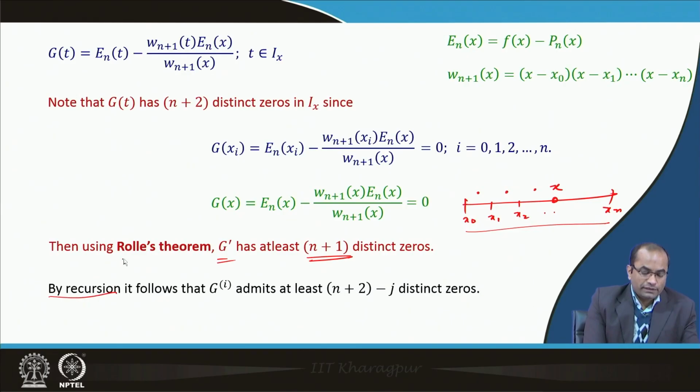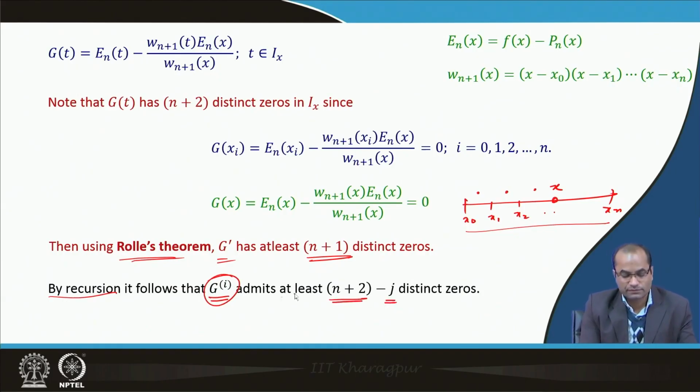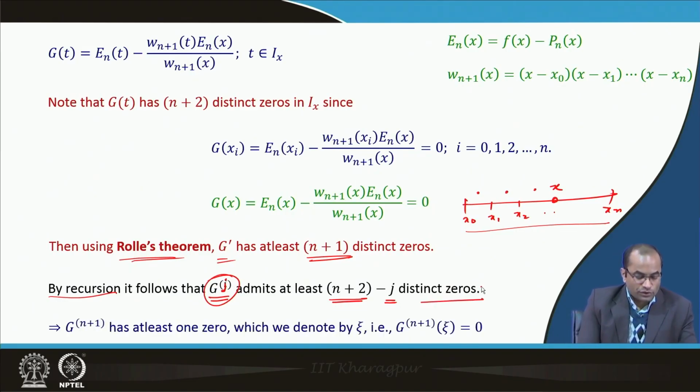By recursion, we can continue this process: g double prime will have n distinct zeros, and so on. If we take the jth derivative of g, it will admit n+2 minus j distinct zeros. Now we are continuing, and let us say j is n+1.